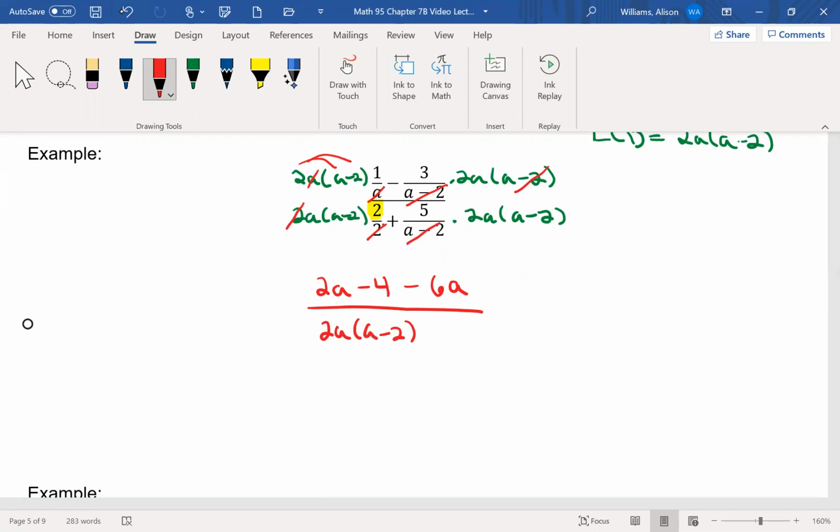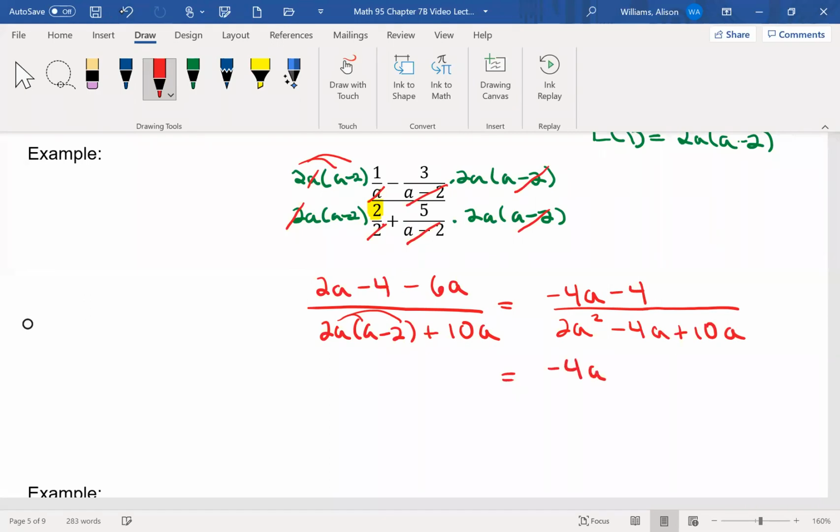All right, in this last fraction here, the a minus 2 cancels, and we're left with 5 times 2 is 10a, and it's plus. Okay, so let's distribute here. So let's see. The 2a minus 6a is negative 4a minus 4 over. Okay, so this one is going to distribute. That 2a is going to be 2a squared minus 4a plus 10a. Now that does simplify. So that's going to be negative 4a minus 4 over, okay, so 2a squared, and the negative 4a and the positive 10a will add up to be 6a.